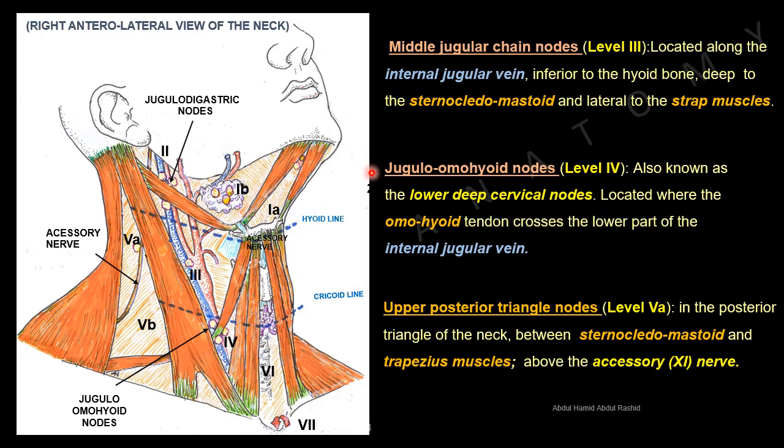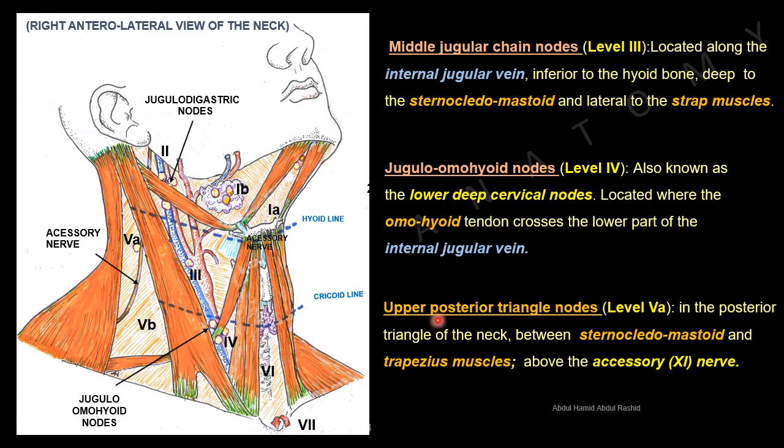Next is jugulo-omohyoid nodes, level 4. This is the one. Also known as the lower deep cervical nodes, located where the omohyoid tendon crosses the lower part of the internal jugular vein.